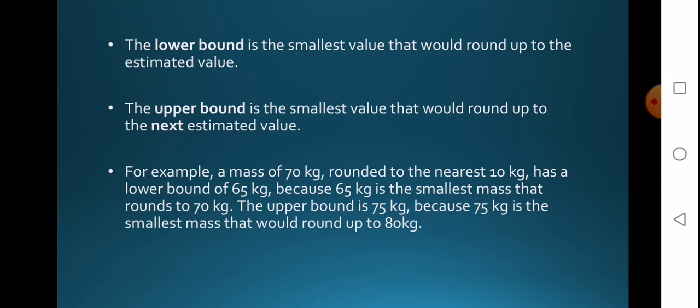Now, a quick way to calculate upper and lower bounds is to have the degree of accuracy specified, then add this to the rounded value for the upper bound and subtract it from the rounded value for the lower bound.